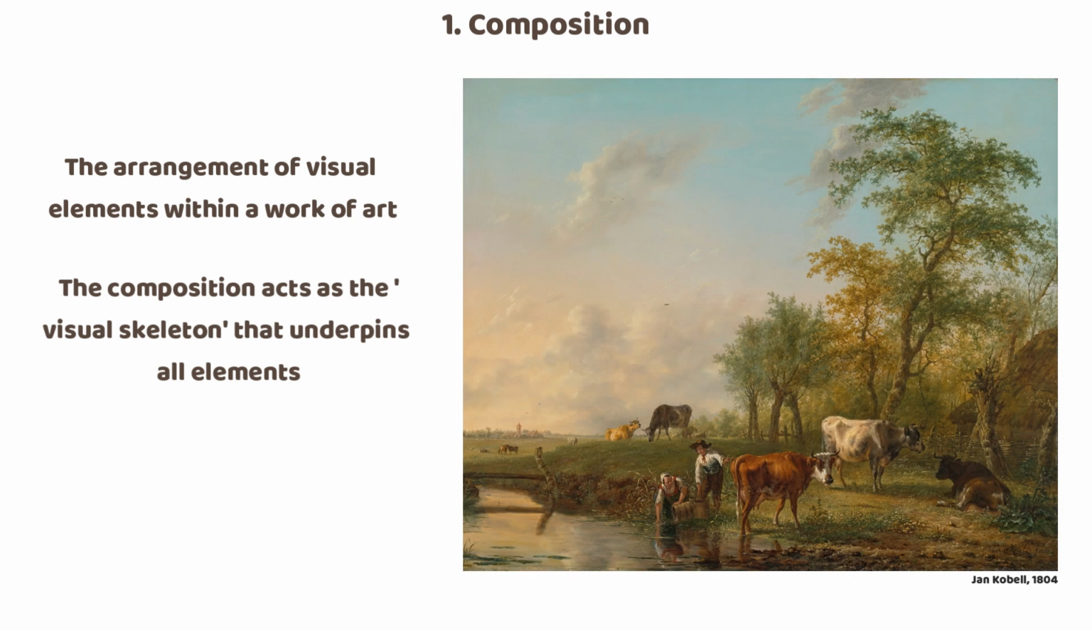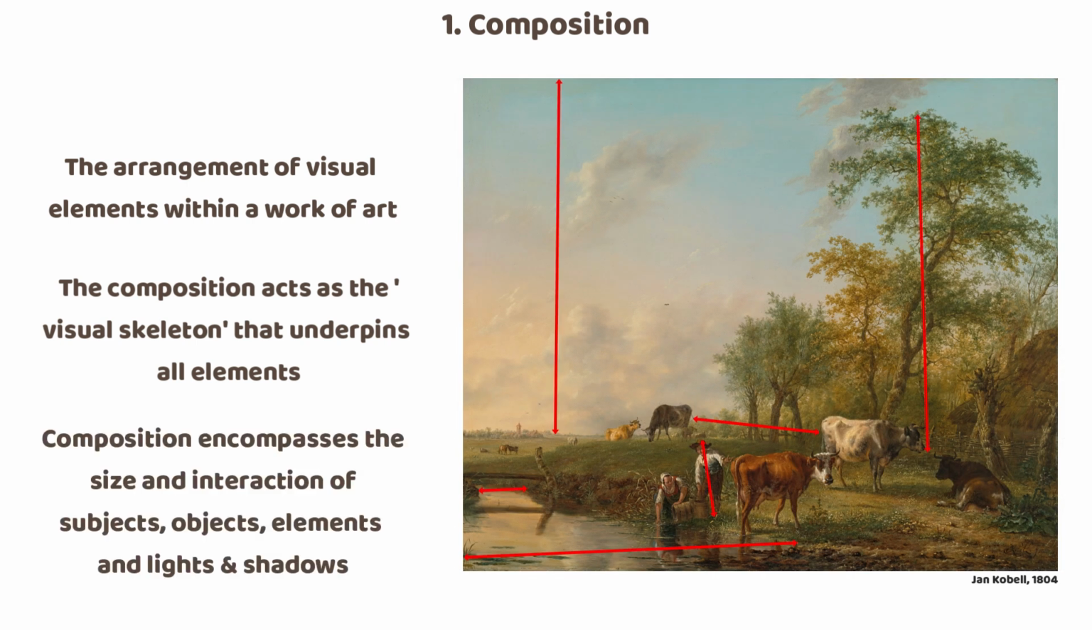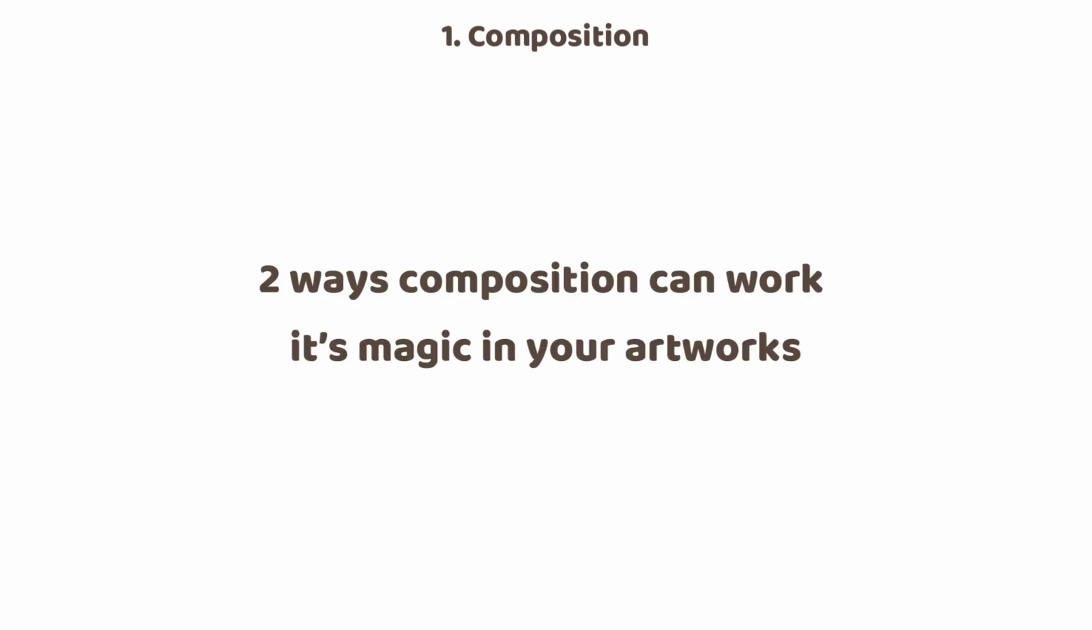However, composition isn't just about placement. It encompasses the size and interaction of the subjects, any objects or elements, as well as the light and the shadows. This arrangement plays a pivotal role in visual communication by influencing the viewer's emotional response and engagement with the artwork. Here are the two main ways I think composition can work its magic in your artworks.